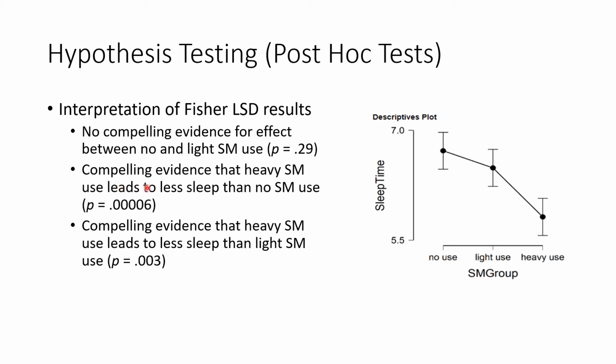Then we're comparing the evidence. We do have compelling evidence for heavy social media use leading to less sleep than no use, comparing these two means. Again, we have a very small p-value because there's no overlap between the conditions. And then we're comparing the middle light use to the heavy use. Again, no overlap and still very compelling evidence. So heavy use seems to have a very detrimental effect on the amount of sleep that you have in a given night.